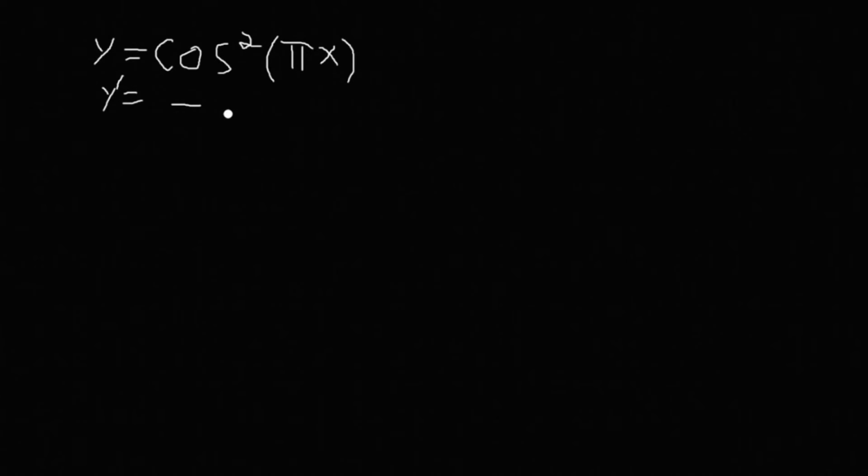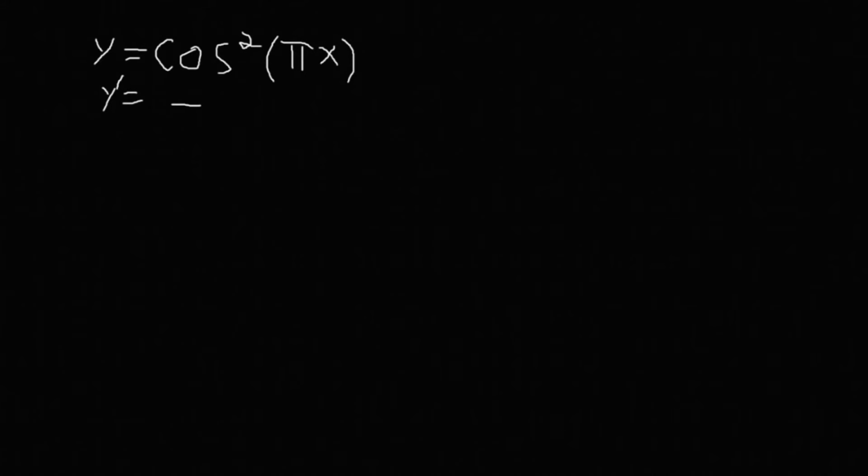Alright, so we have the function y is equal to cos squared of pi x. So we want to find y prime, right? So the derivative of cosine is negative sine. So we could start with this negative sine function. But we can do some of this outer inner stuff first, so we don't have to come back to it.